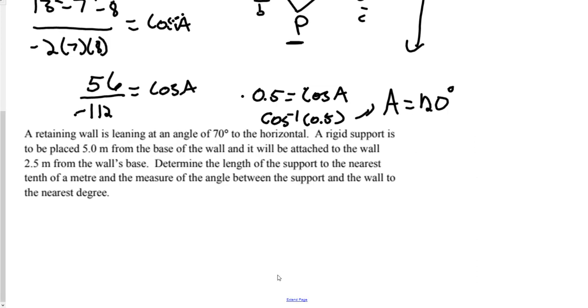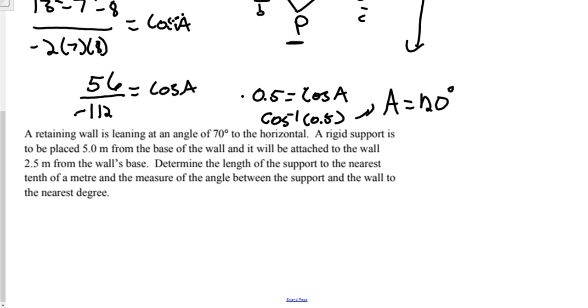All right, for this next example, I'll help you guys set this one up, and then I would like you guys to give it a go. Try it on your own, and I'll just put down the answer afterwards. All right, so we're going to draw this one out real quick. So we have a retaining wall, which is leaning at an angle of 70 degrees to the horizontal.